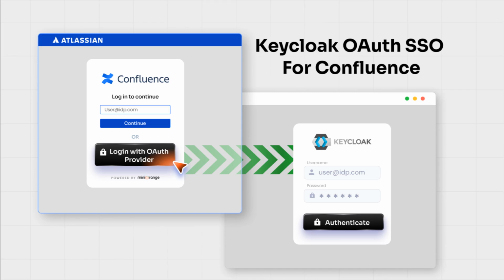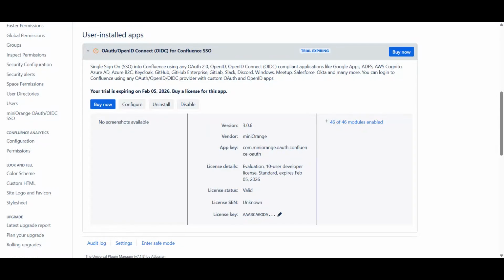In this video, we will configure the Confluence OAuth OIDC SSO plugin by integrating Keycloak as the OAuth OpenID provider. Let's begin. First, open the miniOrange OAuth OIDC SSO app in Confluence and click on Configure.